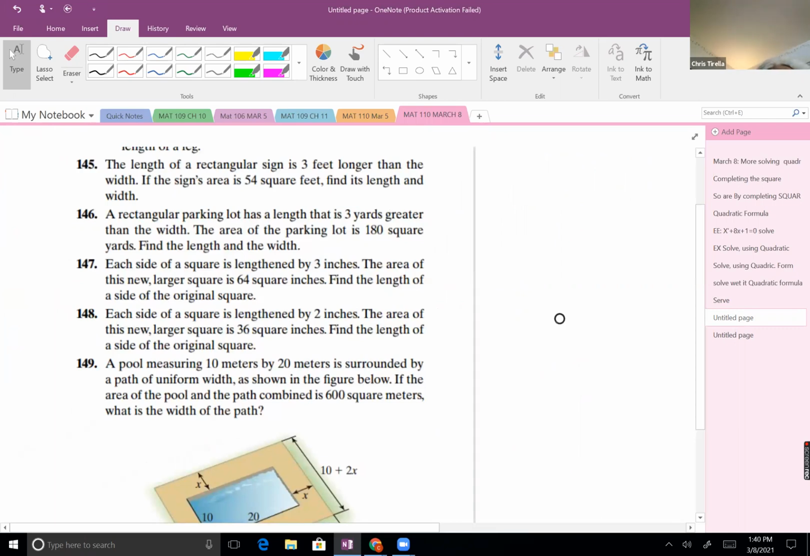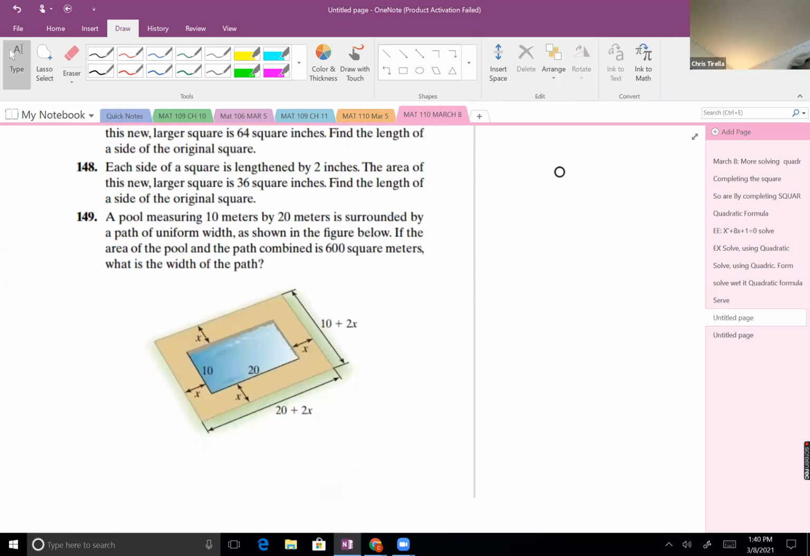Does anybody want to pick a number from 145 to 149? Which would you rather do? 149. 149 it is. Oh, that's a fun one because it's got a picture and it's about a swimming pool. So should we put little people swimming inside the pool?